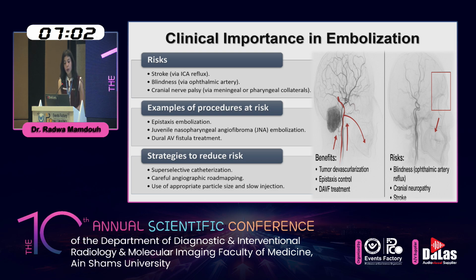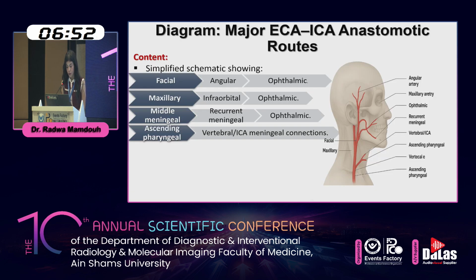What is the clinical importance of embolization? Mainly the applications include epistaxis embolization, juvenile nasopharyngeal angiofibroma, and dural AV fistula treatment. So to sum it all up here in the anastomosis, the facial reaches the ophthalmic via the angular artery, the maxillary reaches the ophthalmic via the infraorbital, the middle meningeal reaches the ophthalmic via the recurrent meningeal.